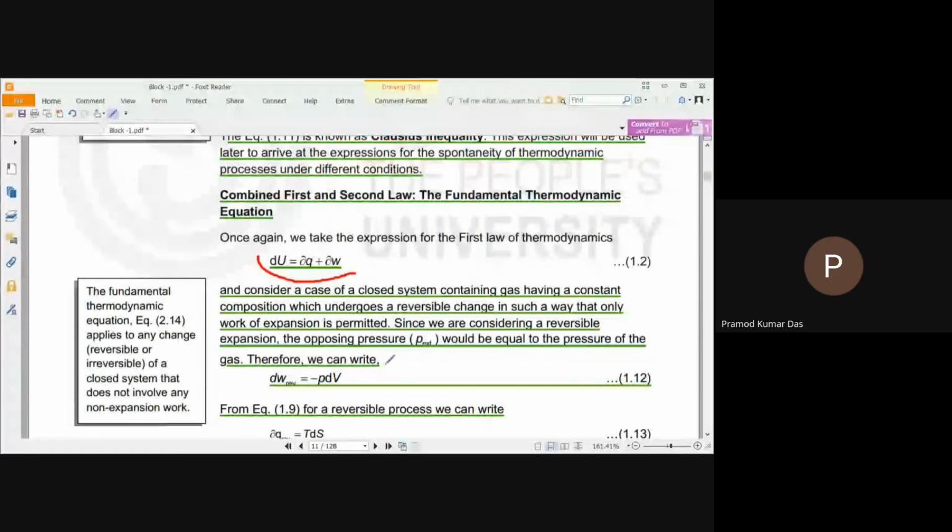Now coming to the combination of first and second law. Again, excuse me, sir. Hello, yes. Hello, sir, the screen is not visible again. Is it okay now? Okay.